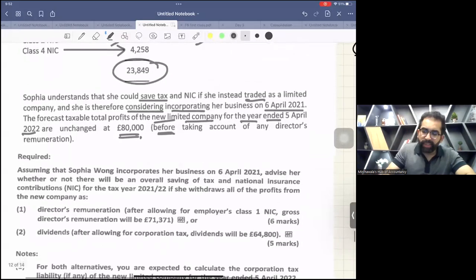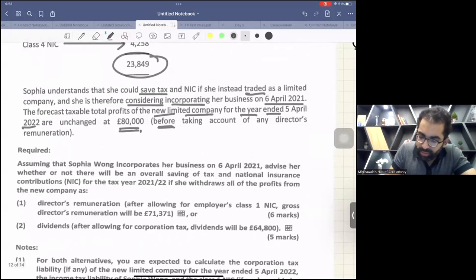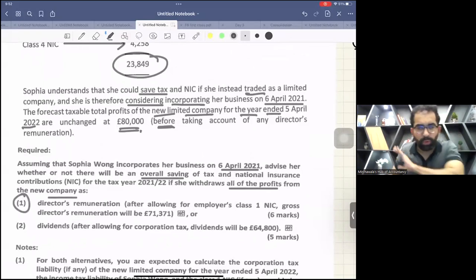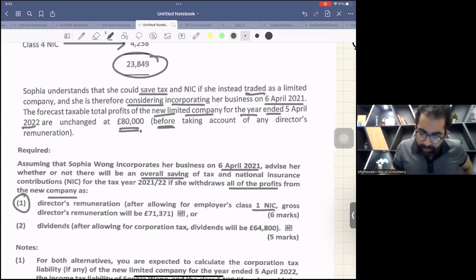Now, assuming that Sophia Wong incorporates her business on 6th April 21, advise her whether or not there will be an overall savings of tax and NICs for the tax year 21-22 if she withdraws all of the profits from the new company as number one. This is the first scenario. Don't look at the second one. The director's remuneration after allowing for class one employer NIC is 71371.